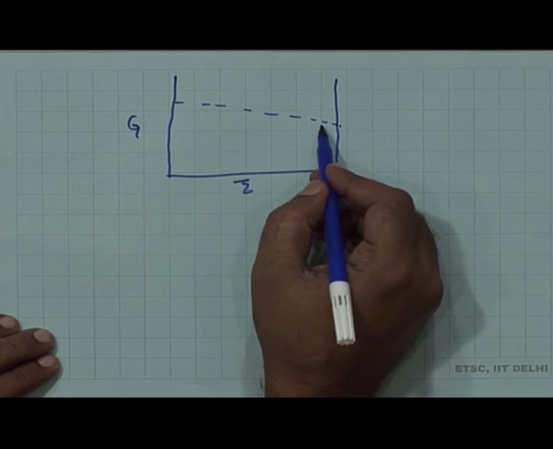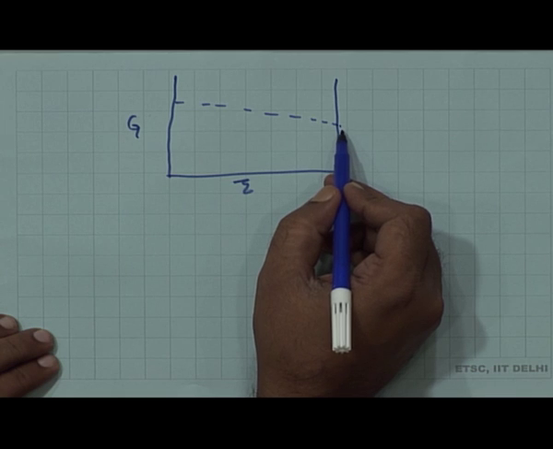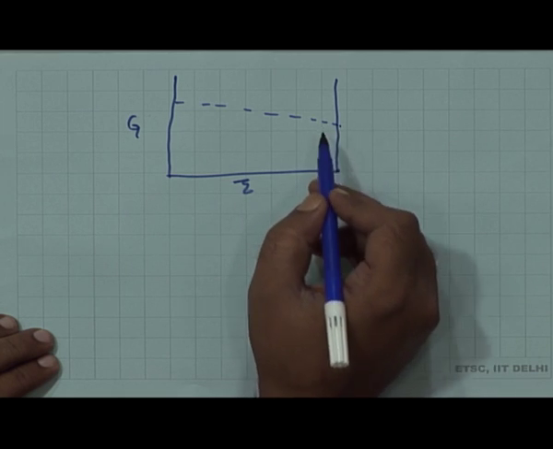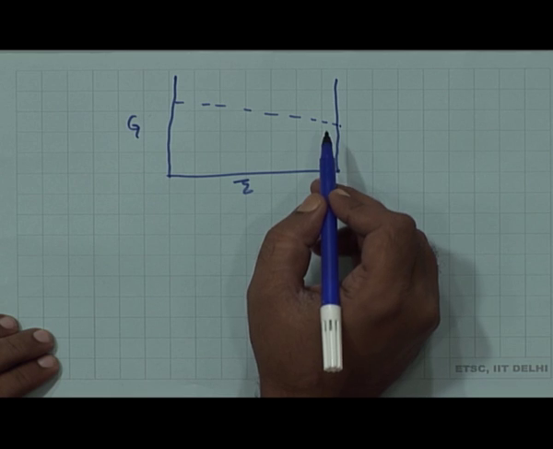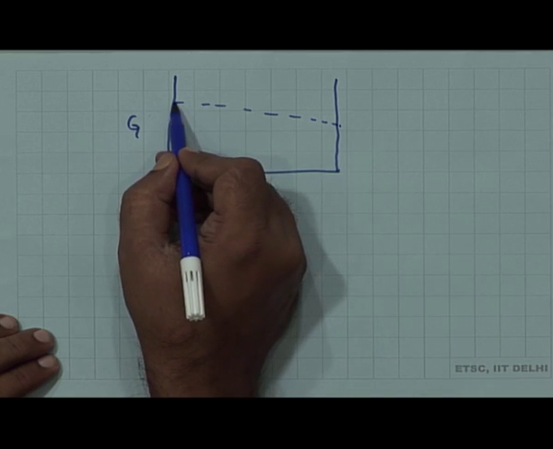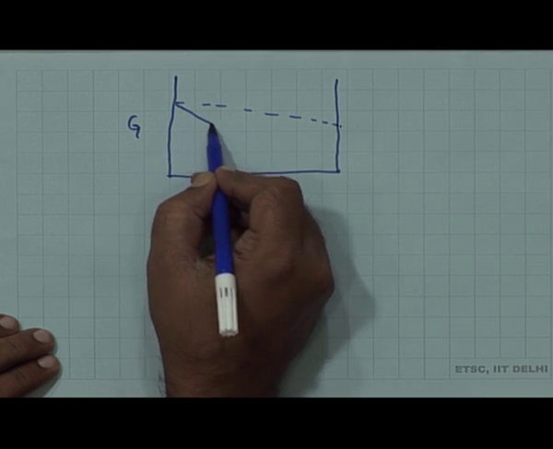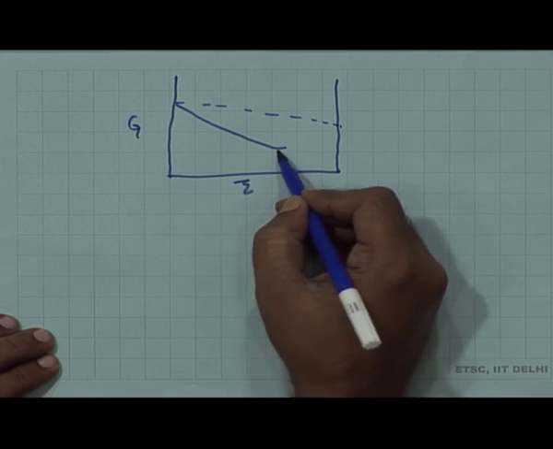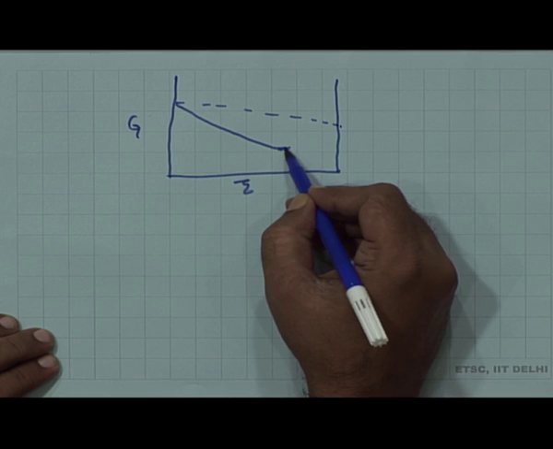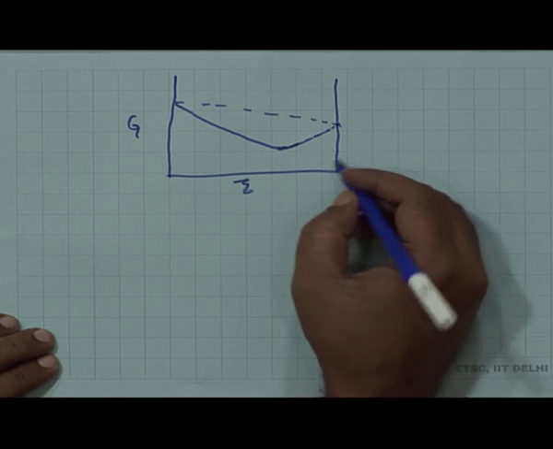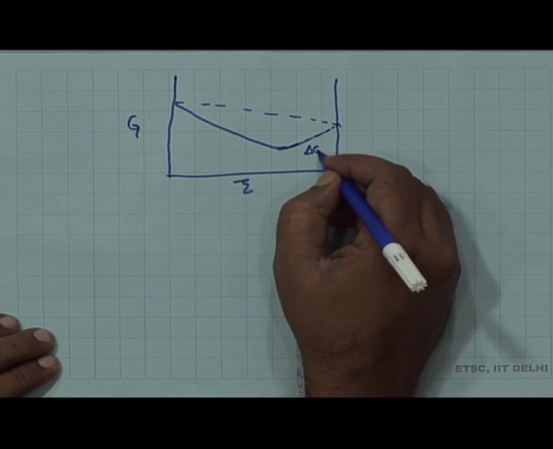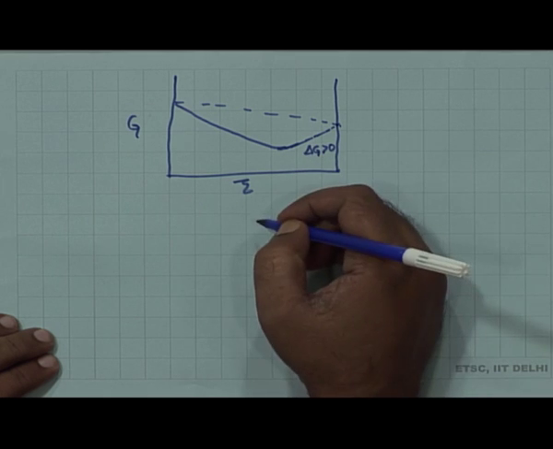if you do not consider mixing, then you should get a graph like this, but if we consider mixing, then there will be minus T delta S. Initially it will make the process more spontaneous, but after a certain time when delta G is greater than 0, you will get this kind of state.